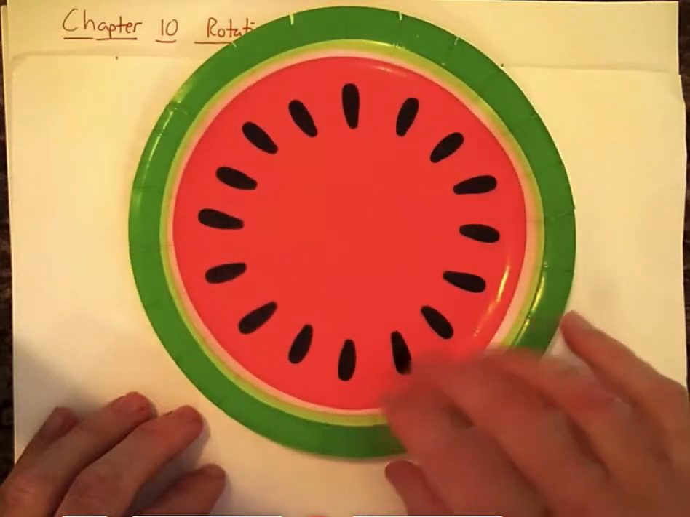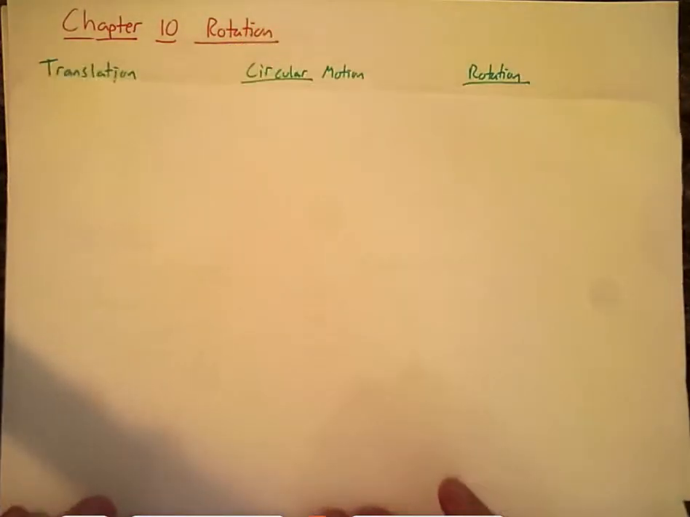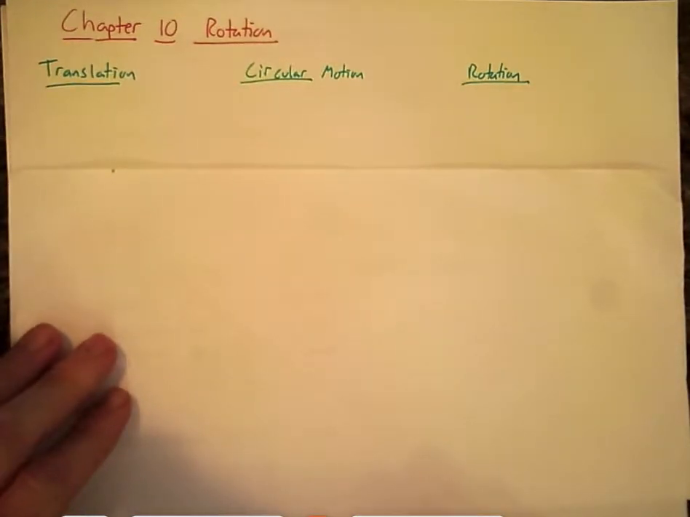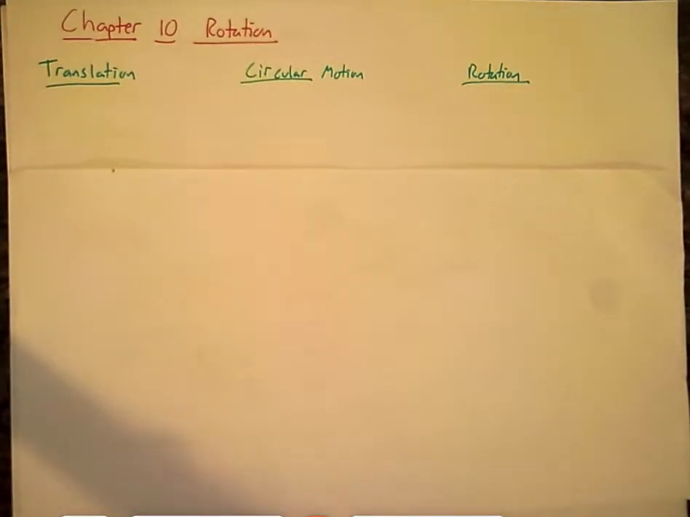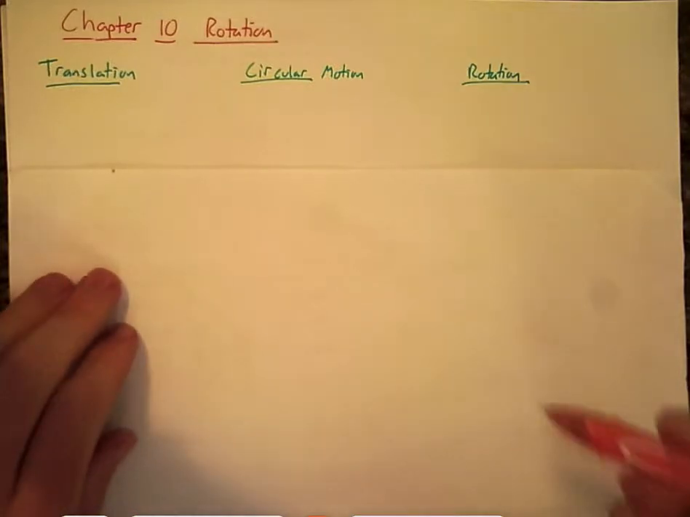This is all about chapter 10, which is about rotation. So first I want to start off by defining a few things here and talk about the difference between translation and circular motion, and then rotation, which is where we're going to be.